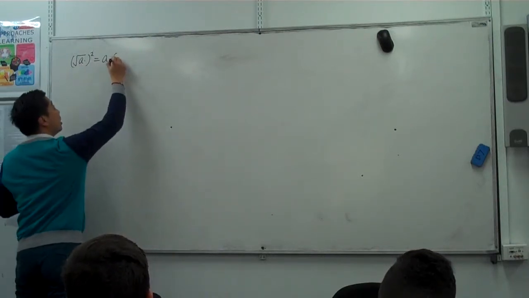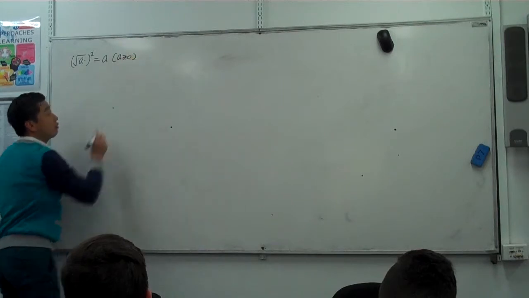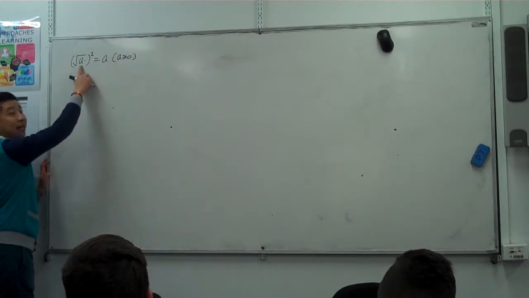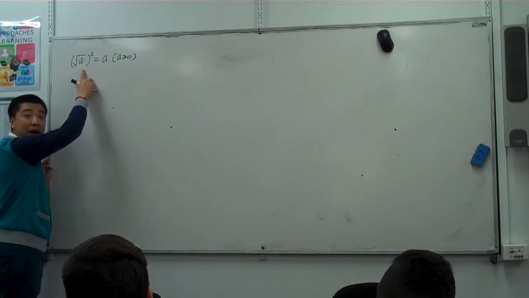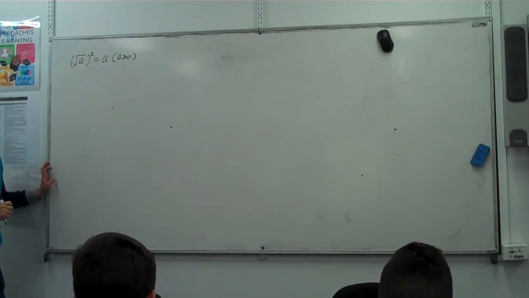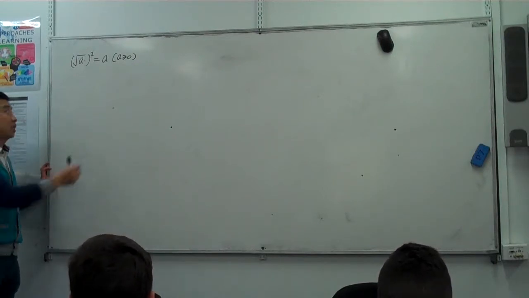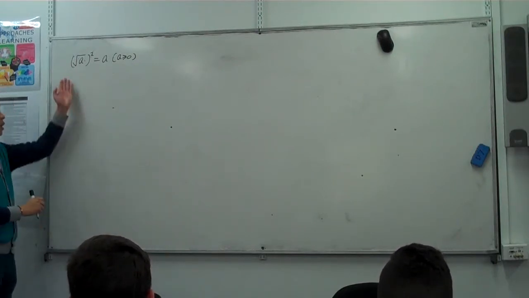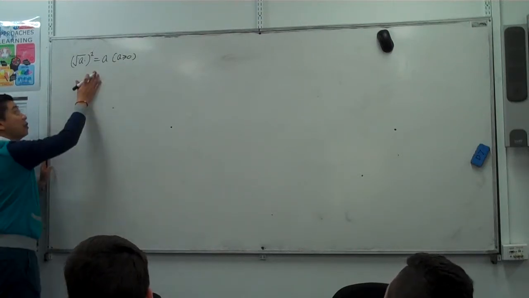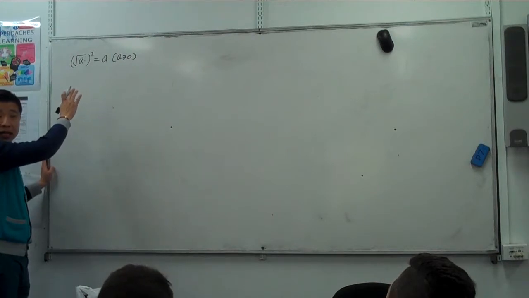But the limitation is a should be greater than or equal to 0. Okay? A should not be a negative because a negative number has no square root. Okay? You cannot find a number, square it, and get a negative. That's why we have this kind of writing. Okay, this is the first thing we explored yesterday.